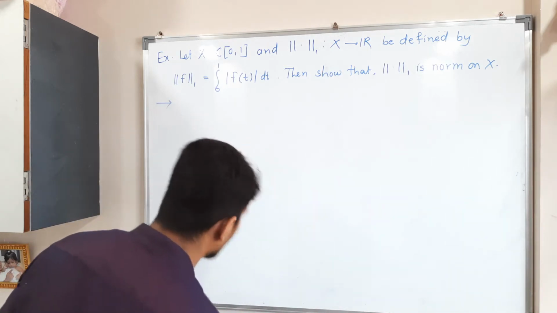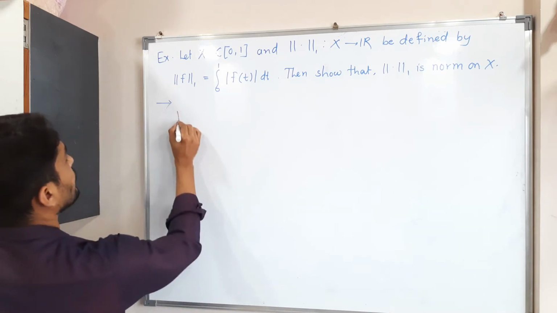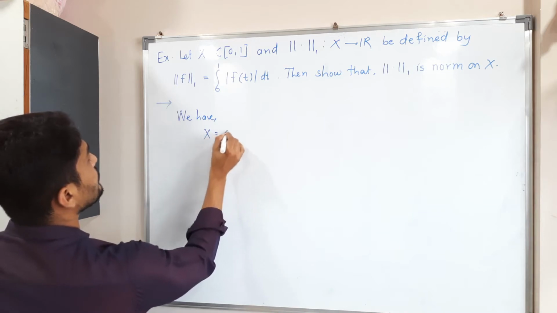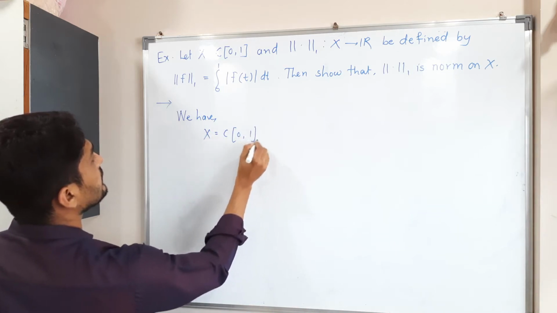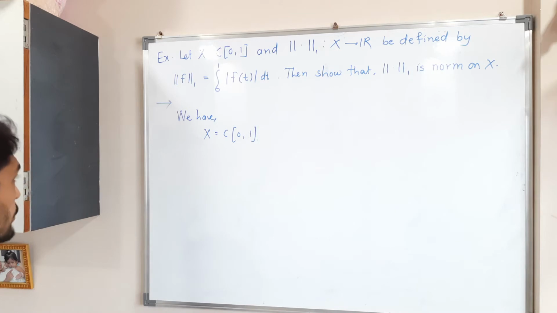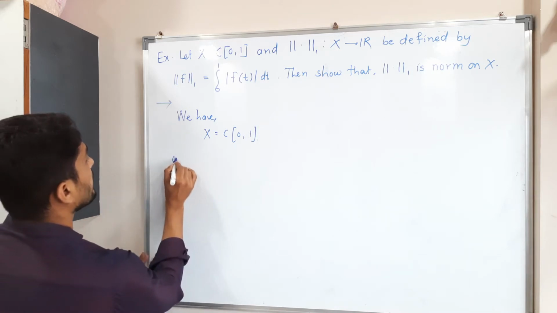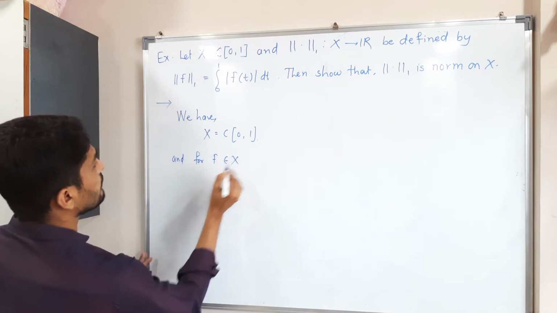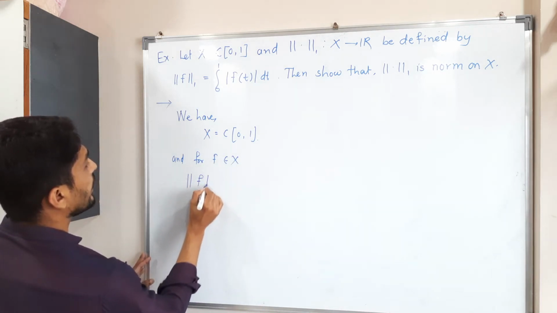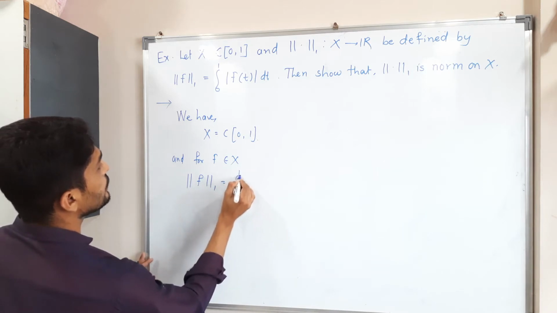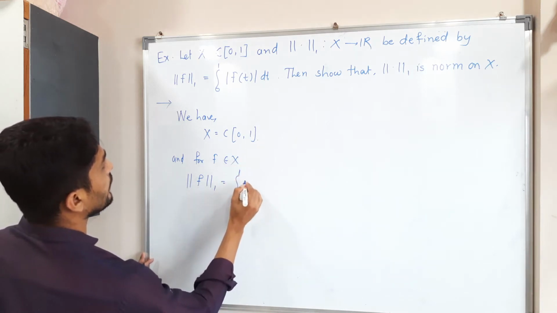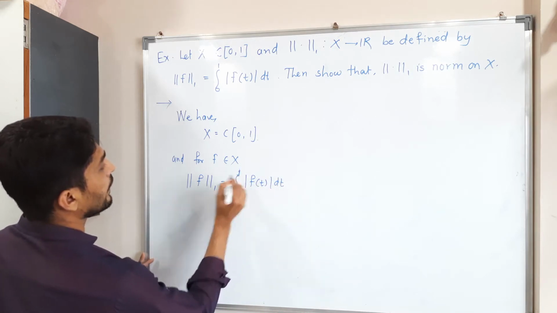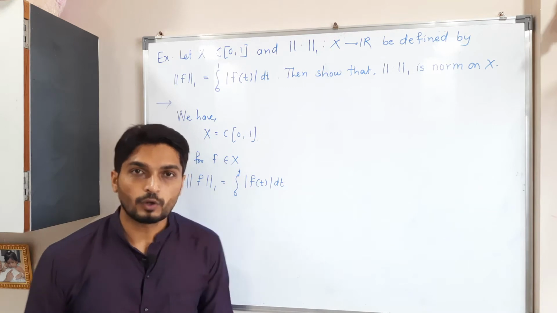So I will simply mention we have x is equal to C closed interval 0 1, right? And the norm is also defined, and I will mention, for f belongs to x, norm 1 is defined as integration 0 to 1 mod f of t dt. This is my norm 1. So let us check all conditions.